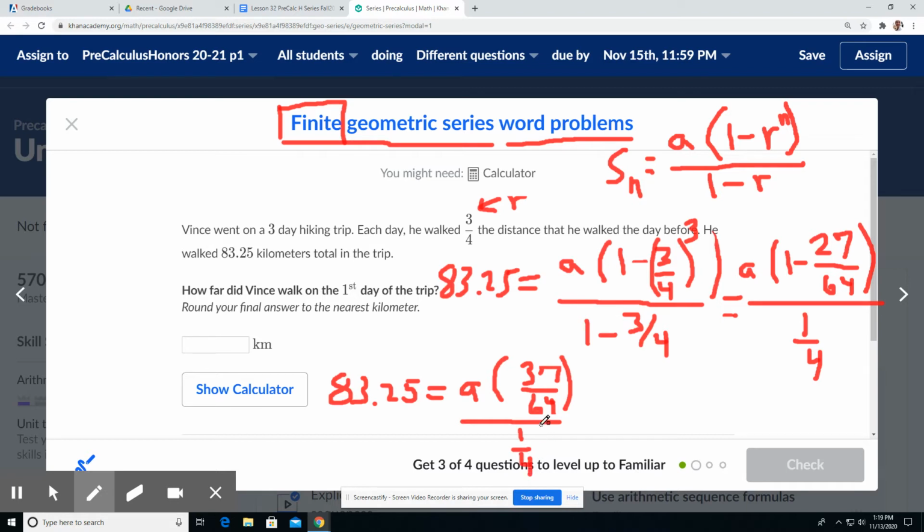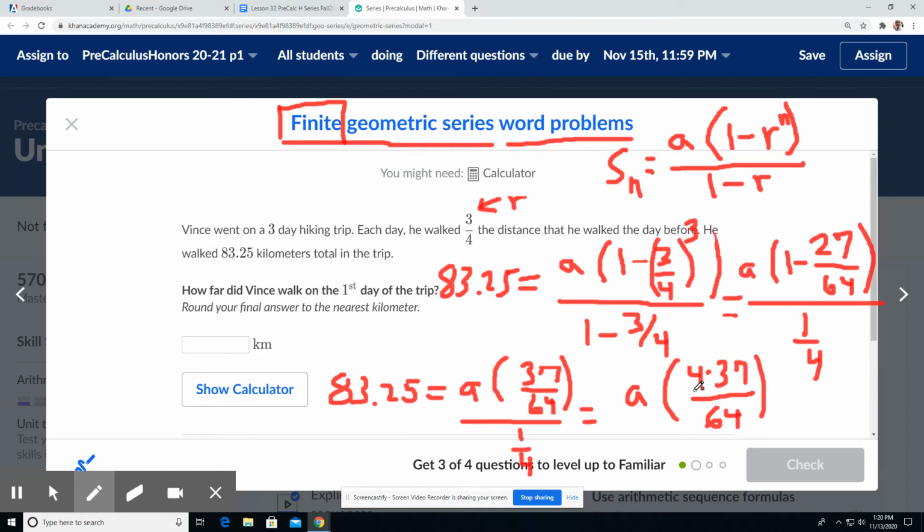Well, we've done these enough that it flips this one and multiplies. So basically, this is just a multiply by 4. So this is, I'm just going to throw it on over here. Times 4 multiplies to the top of it. So that's 4 times 37 over 64.